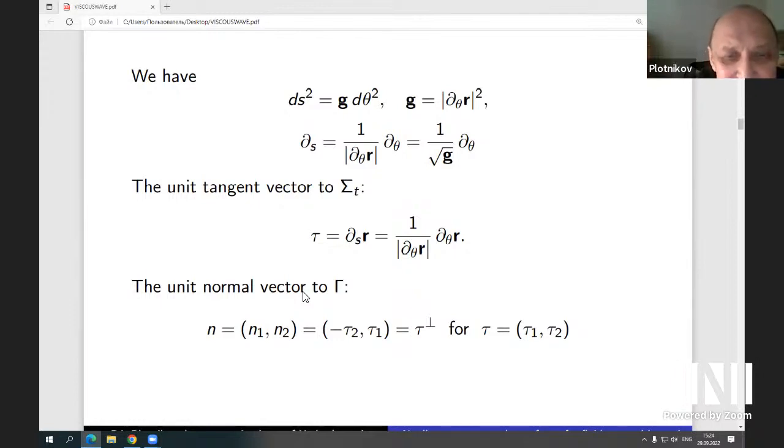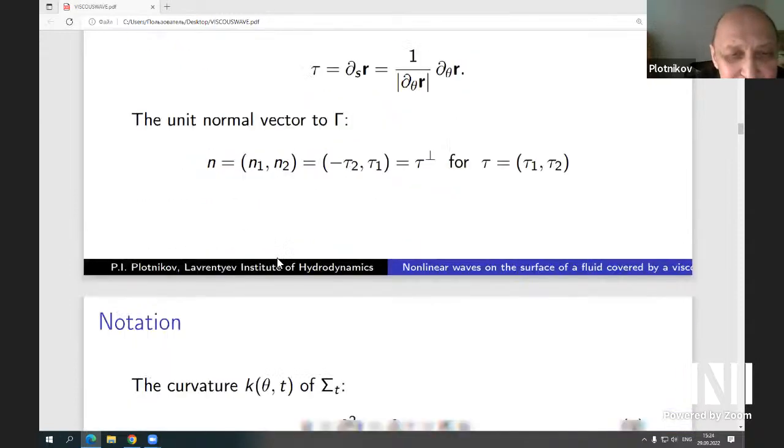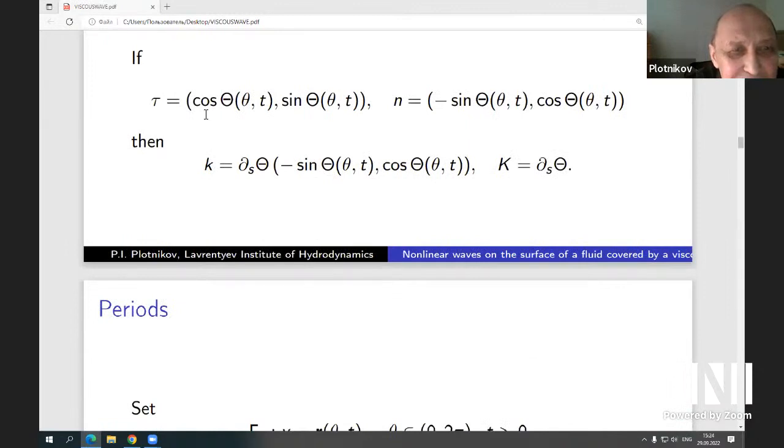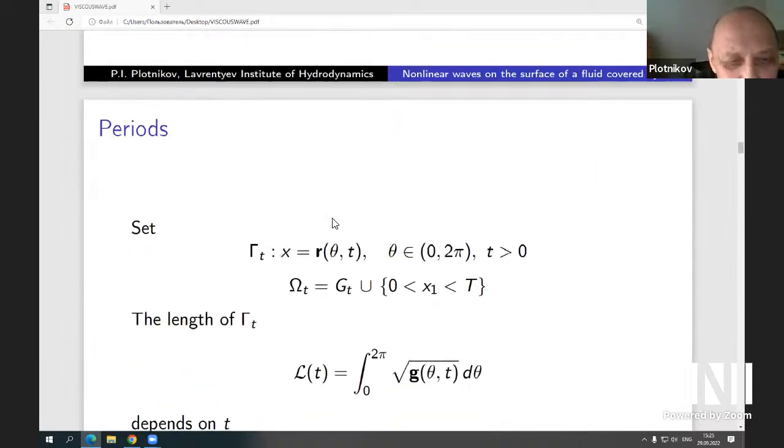Next, the unit tangent vector is defined in the standard way. It is the derivative with respect to s of the function R, which defines the parameterization of the curve. The normal vector, of course, is orthogonal to the tangent vector. And finally, the curvature. In geometry, curvature is a vector. The curvature is defined by this relation, and capital K is the scalar curvature, given by this formula. Sometimes it is reasonable to represent the tangent vector in this form, where capital Theta is some kind of slope of the free surface. In this setting, it is clear that K is just the arc length derivative of capital Theta.